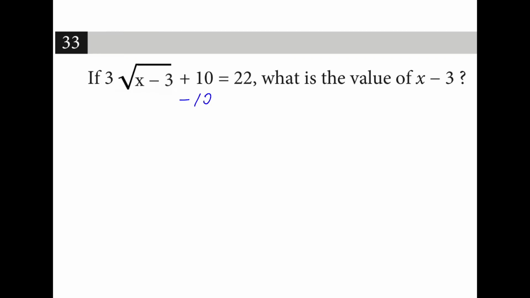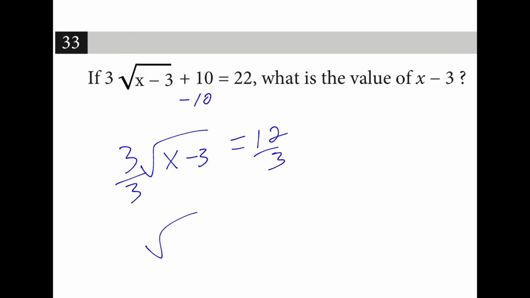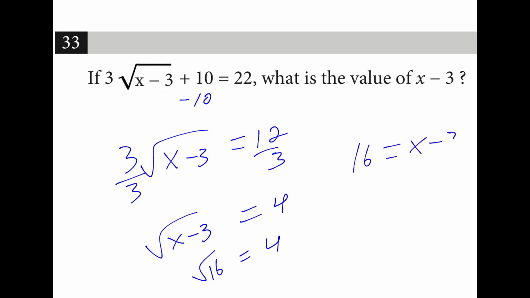So first we'll subtract 10 from both sides, and we have 3 times the square root of x minus 3 is equal to 12. Then we'll divide by 3, and we have the square root of x minus 3 is equal to 4. So the square root of what is going to equal 4? Well, I know that the square root of 16 is equal to 4. So 16 is going to be equal to x minus 3. The answer is 16.